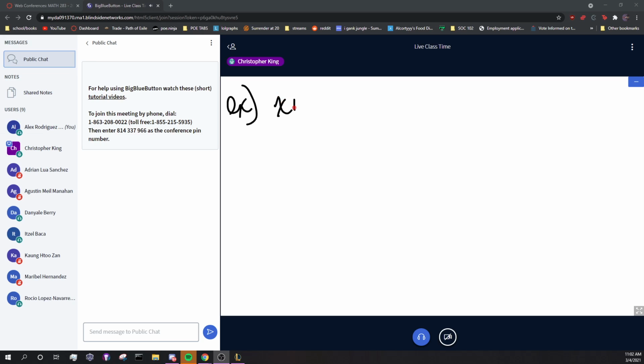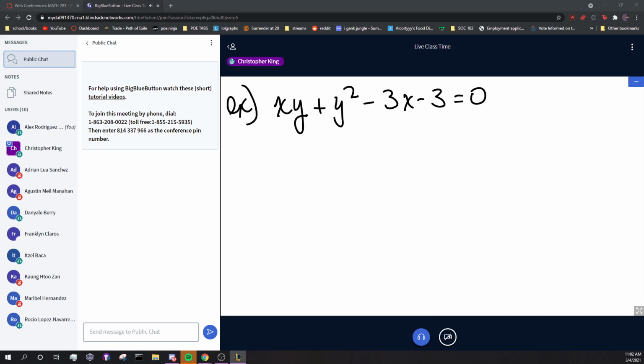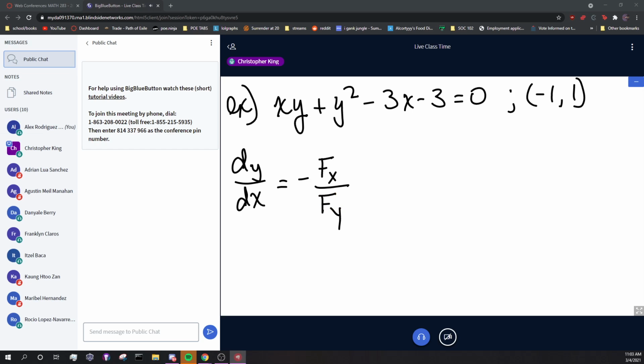We have that xy plus y squared minus 3x minus 3 is equal to 0, and we're given the point negative 1, 1. What we're going to do is find dy/dx. We're going to use partial derivatives to help us with this. So dy/dx is equal to the negative of the partial with respect to x over the partial with respect to y.